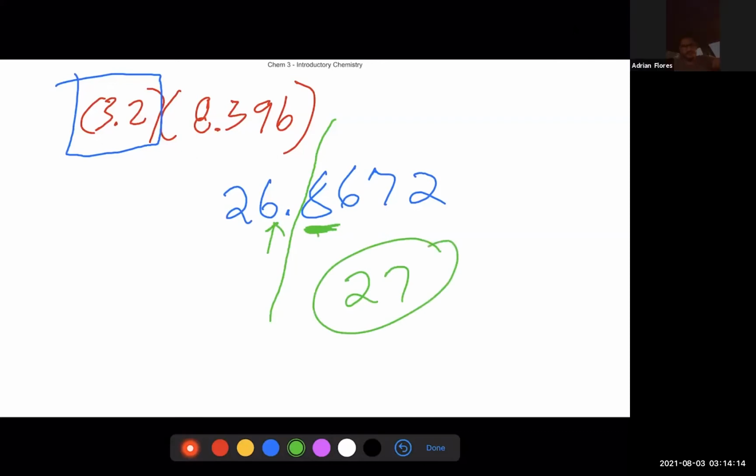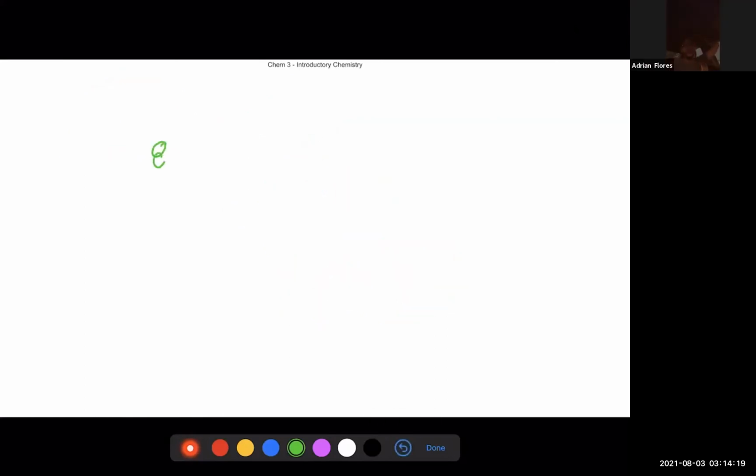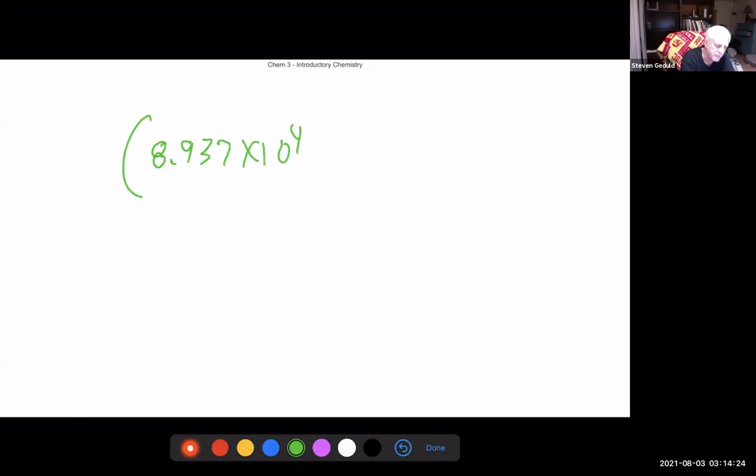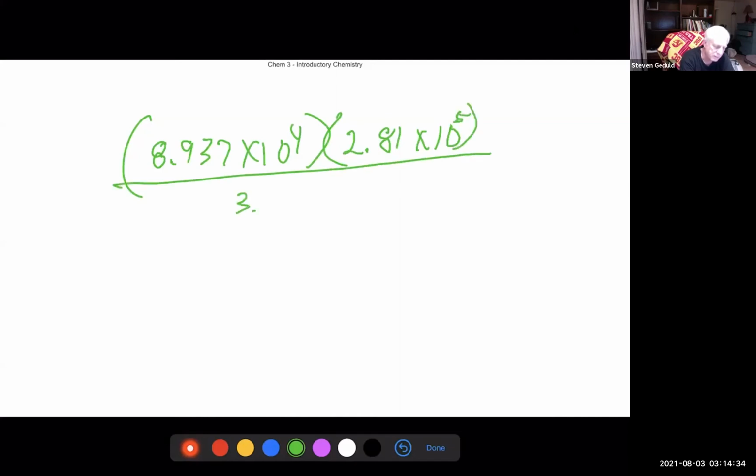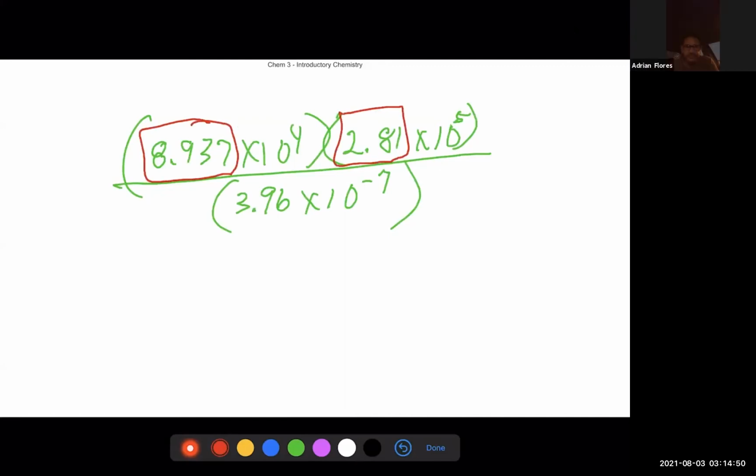So let's do some scientific notation ones. Say we had 8.937 times 10 to the fourth times 2.81 times 10 to the fifth divided by 3.96 times 10 to the negative 7. So we'll do the math first. You take this number times this number, divided by this number.